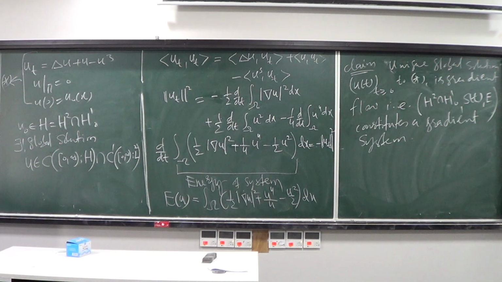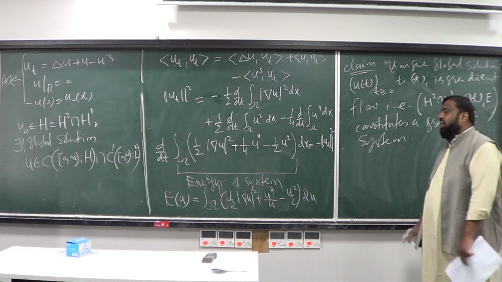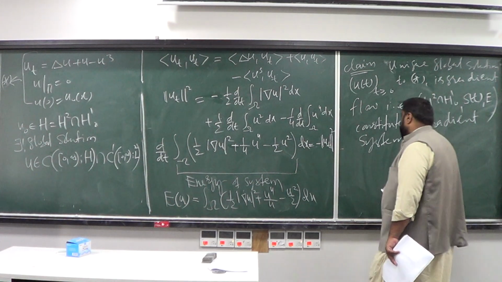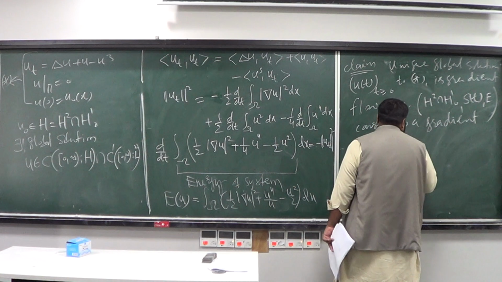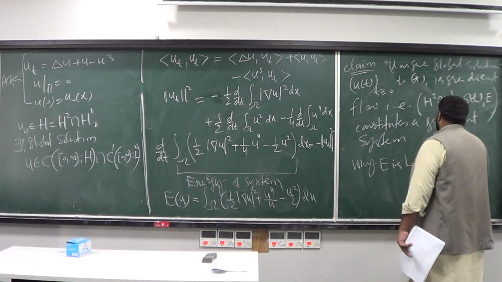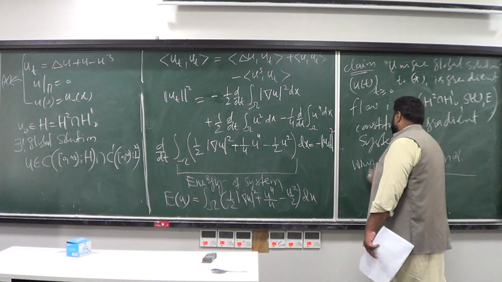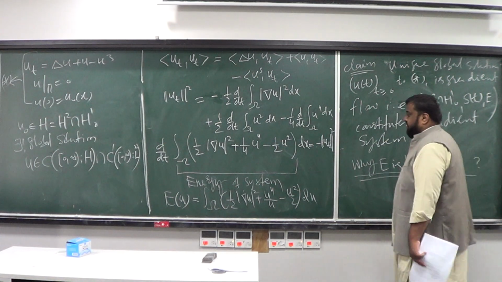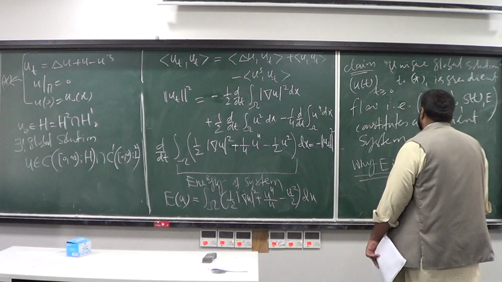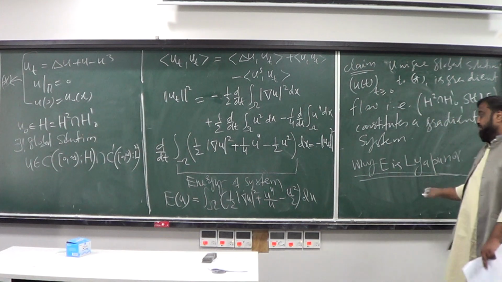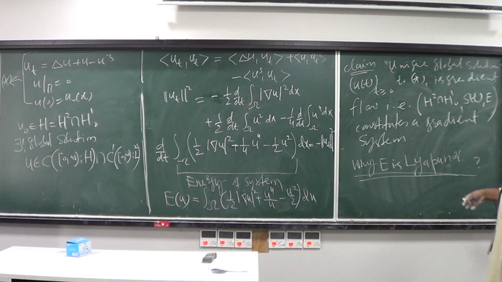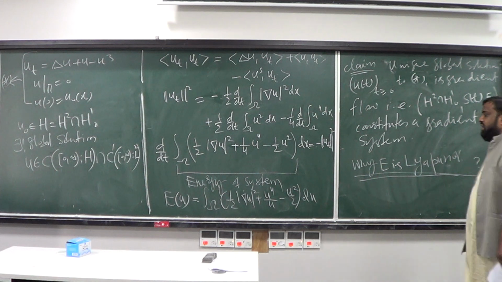In order to show this as a gradient system, we need to show a few things first. Number one, the first thing is to think about why E is Lyapunov. The answer is pretty simple. The first step would be to show that E is Lyapunov.